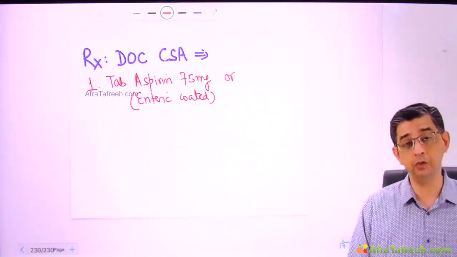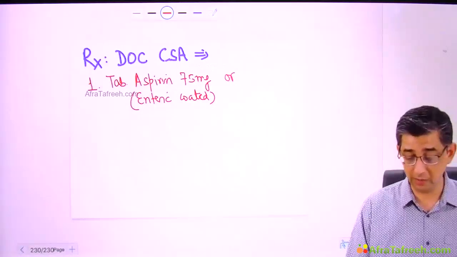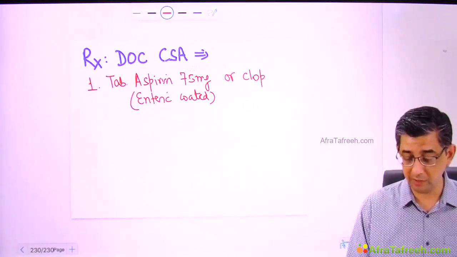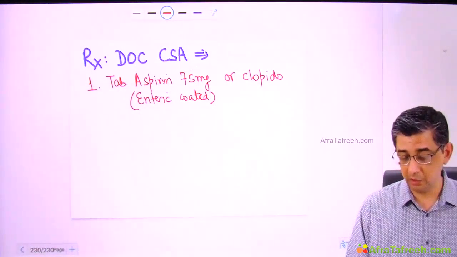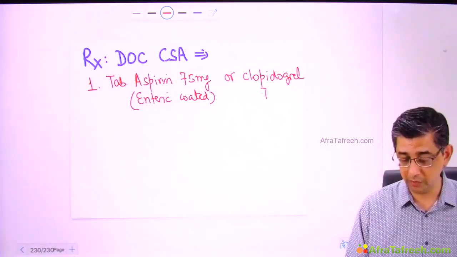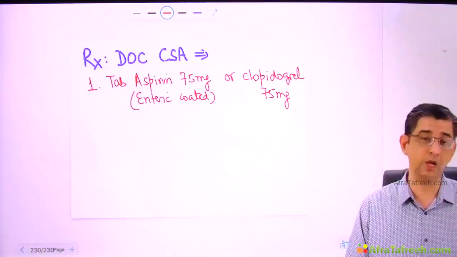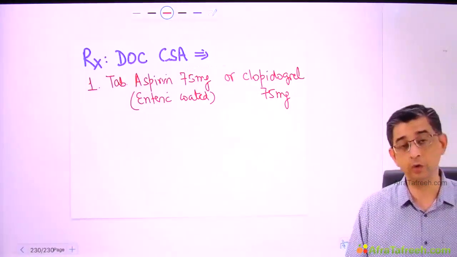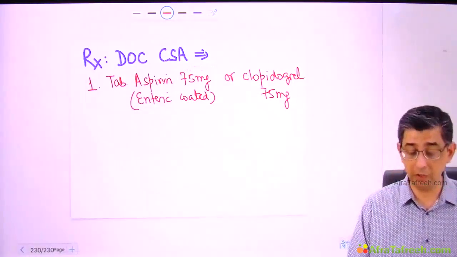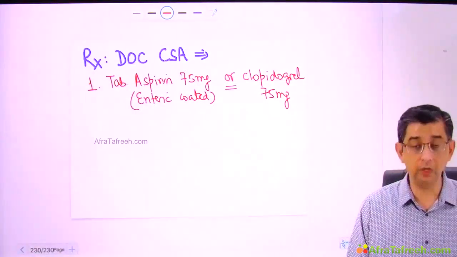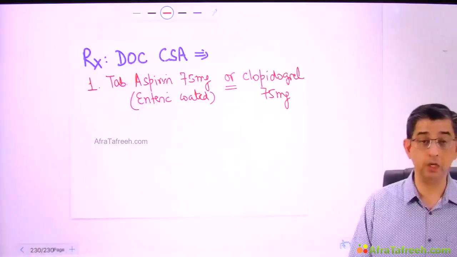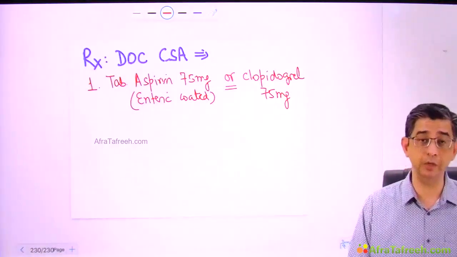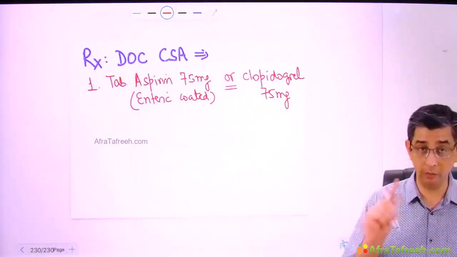Some people are not able to tolerate even the enteric-coated aspirin. So instead of this, I can introduce Plavix, that is clopidogrel. Either of the two should be introduced, not both of them. I want to highlight, either you use aspirin 75 milligram or you use clopidogrel 75 milligram, either of the two. I'm not talking about dual antiplatelet therapy. Dual antiplatelet therapy will also be discussed, the combination of the two, I'm talking about both of them being given.